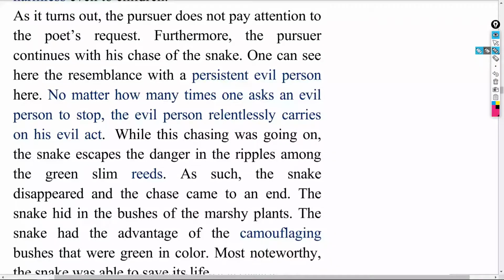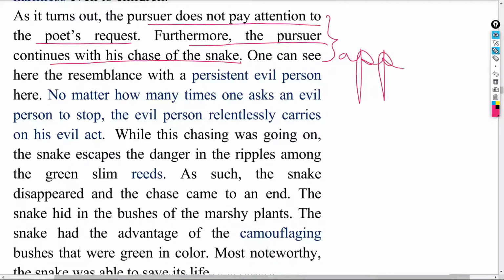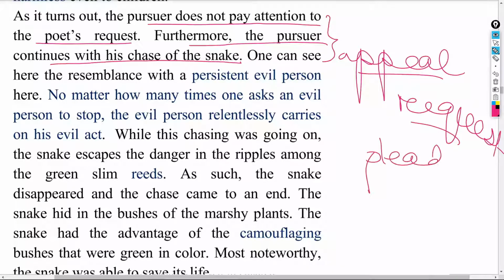As it turns out, the pursuer does not pay attention to the poet's request. Furthermore, the pursuer continues with his chase of the snake. See, the appeal that was made, appeal means what? A request. The same as the pleading we mentioned earlier. The poet pleaded, made a request, but the request was not obeyed. The pursuer did not obey, and he continued with his own activity of pursuing the snake, the unfortunate snake.